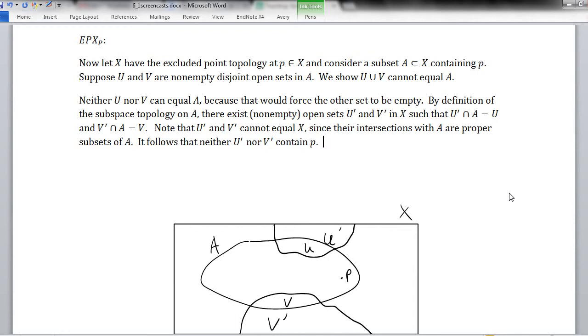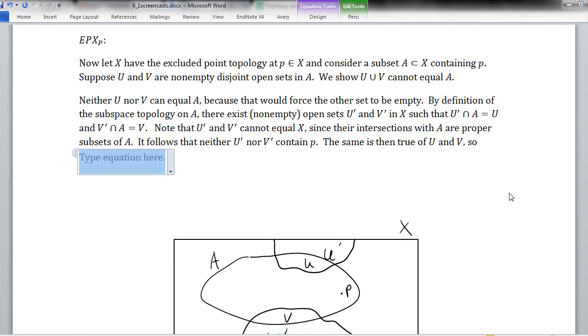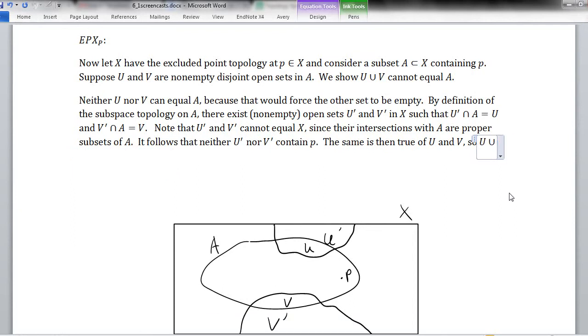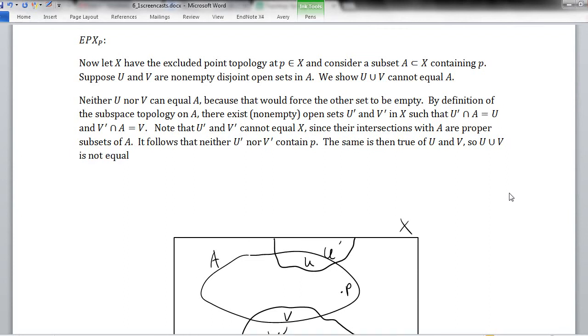And if that's the case, well, remember U and V are subsets of U prime and V prime. And so they certainly don't contain P either. Right? The same is then true of U and V. And if neither of those contain P, then, well, there's no way that their union could be all of A, right? Because it would need to contain P, and it can't. So we can say that U union V is not equal to our set A.